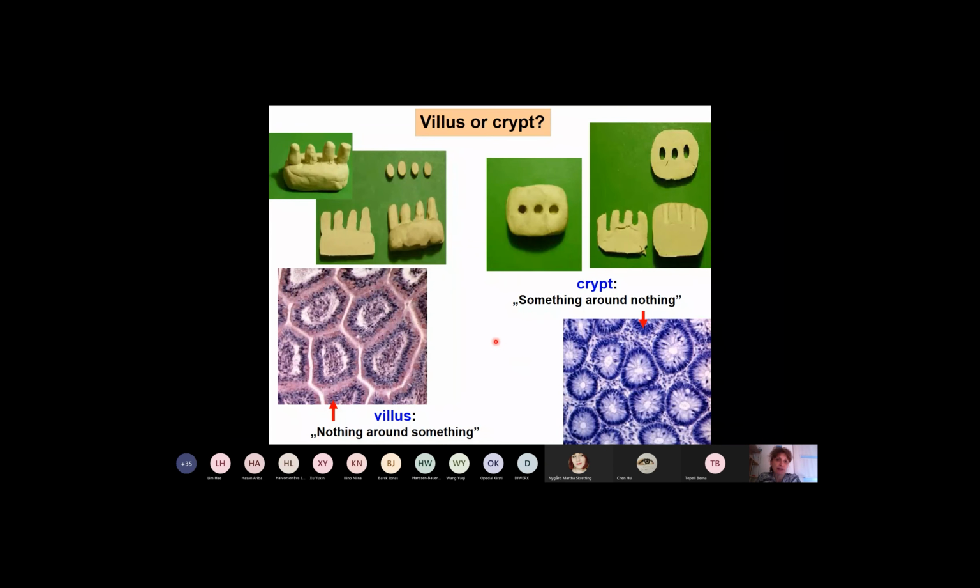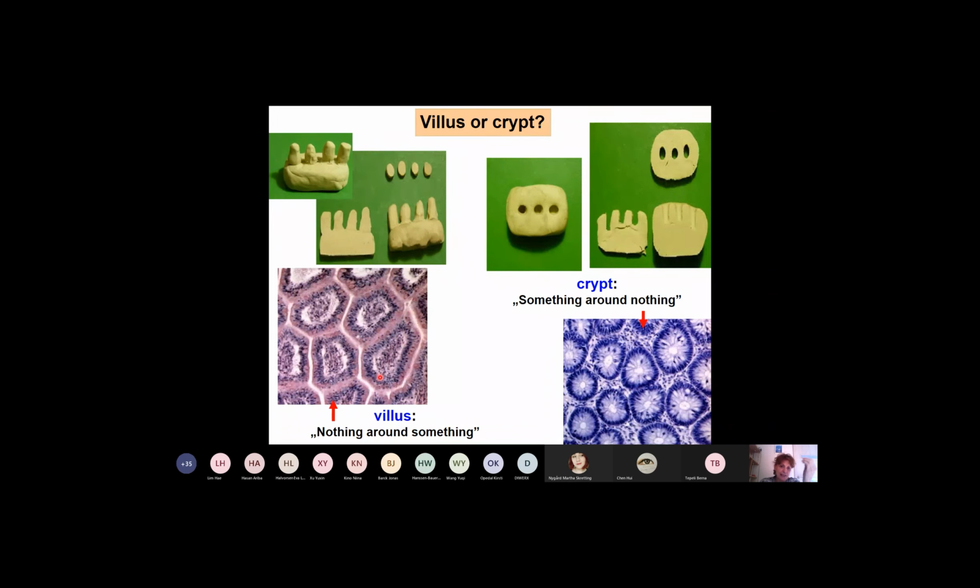So, this slide shows that the villi and the crypts can also be visible in cross-section in our slides, and sometimes it can be a problem to distinguish between these two structures. To avoid this, Dr. Judith Horvath made these models to show that if you have a villus, you will see in the center of the villus the lamina propria, because these are actually projections of the lamina propria, and around the villus you will see the lumen of the gut.